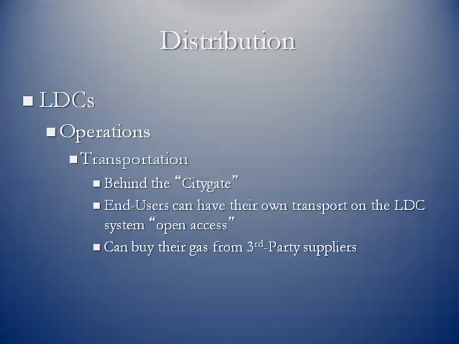So we refer to this as transportation behind the city gate. That means within the distribution territory. So end users can have their own transportation on the LDC's system. It's an open access system. So in other words, any entity that qualifies under their regulations to do so can in fact buy from someone else and have it transported.